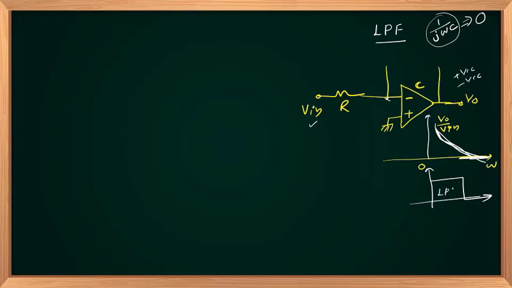Ideal low pass filter: sharp roll off. So this circuit is unstable at omega equal to 0 because the capacitor acts as an open circuit and feedback is lost.